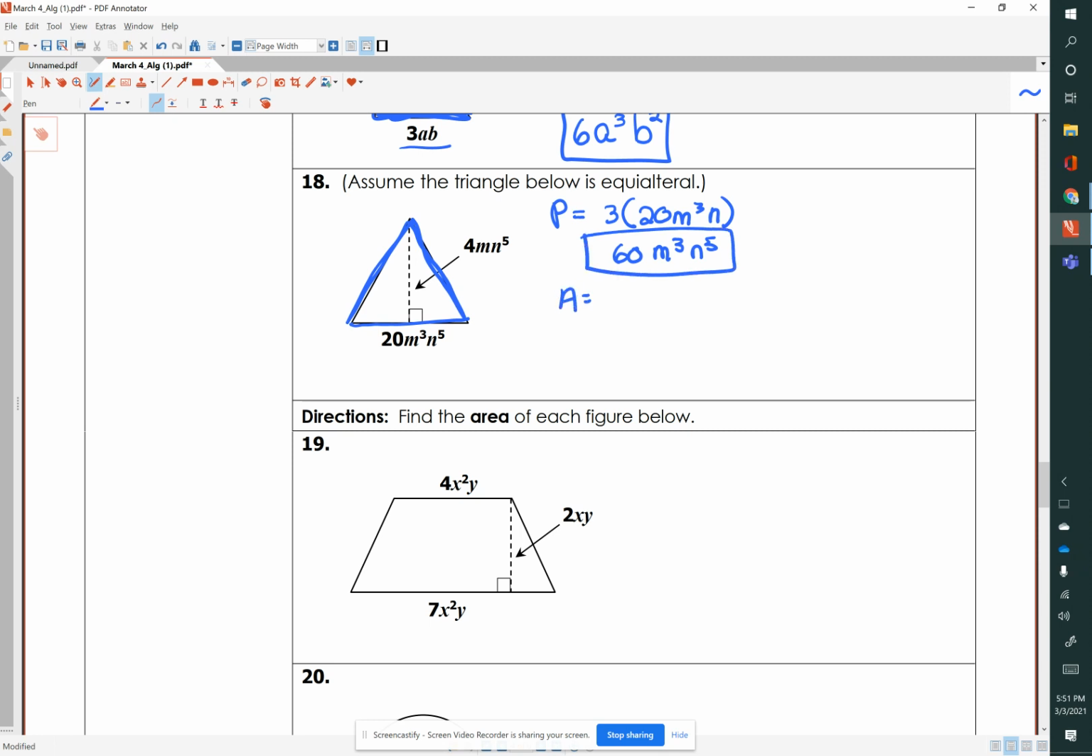Now they gave us the height. Sometimes we call this the altitude. You'll learn that in geometry, of 4mn to the fifth. So we're going to use the same formula, 1/2 base times height, that we used in the last problem. So it would be 1/2 and it would be 20 m to the third n to the fifth times that 4 mn to the fifth.